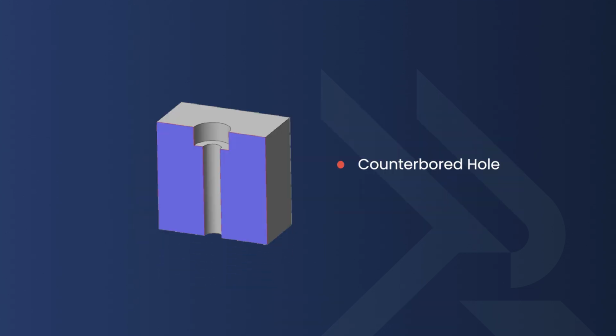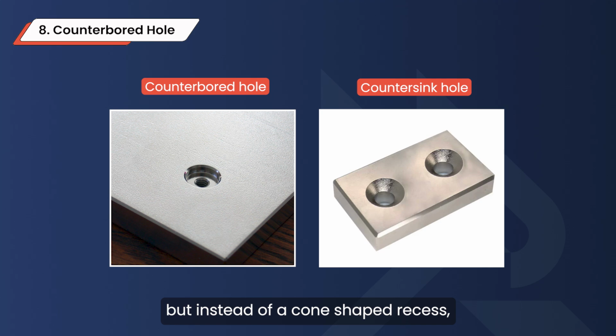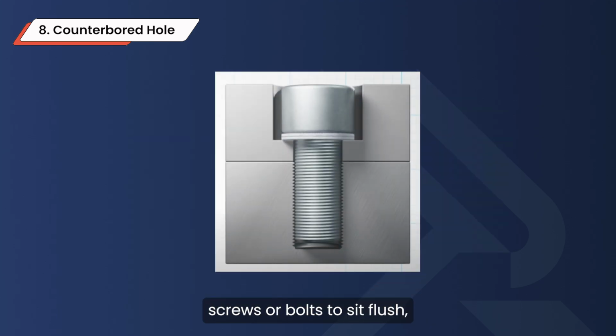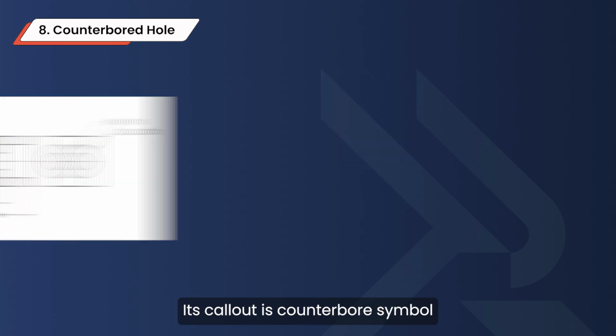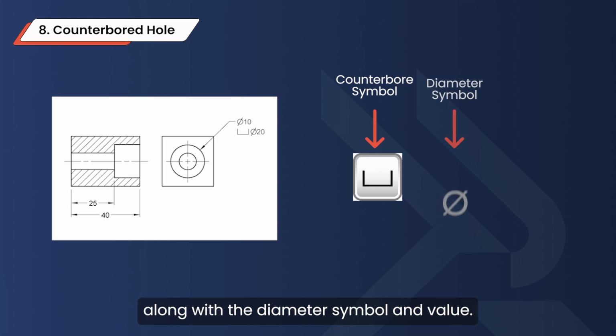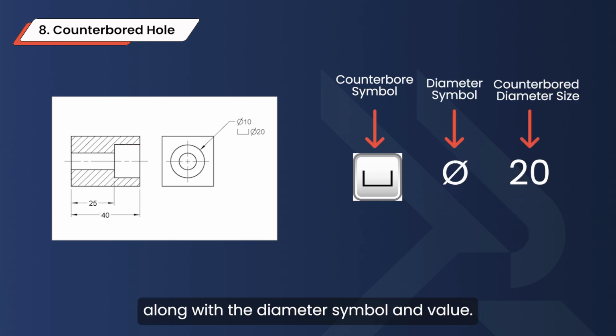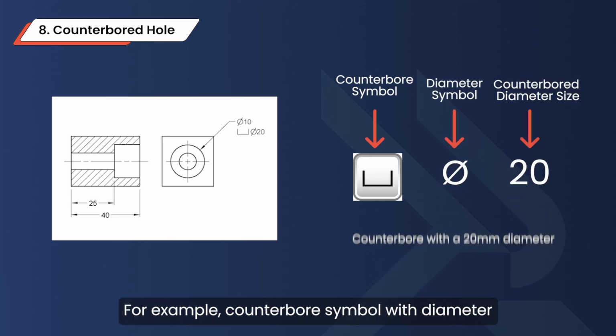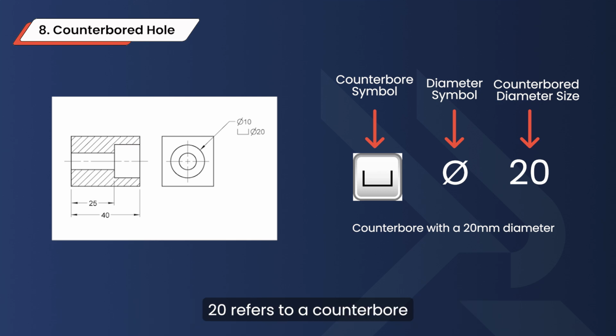Counterbored hole. It is like a countersink, but instead of a cone-shaped recess, it has a flat-bottomed cavity. This allows socket head screws or bolts to sit flush, which not only protects the fasteners, but also enhances the aesthetic beauty. Its callout is the counterbore symbol, along with the diameter symbol and value. For example, the counterbore symbol with diameter 20 refers to a counterbore with a 20 millimeter diameter.